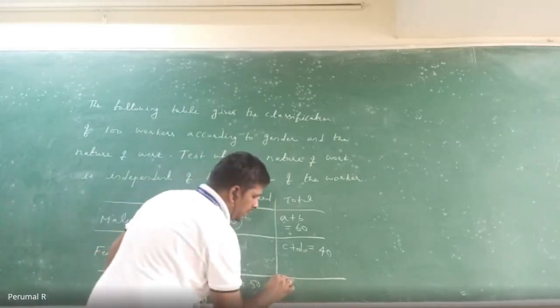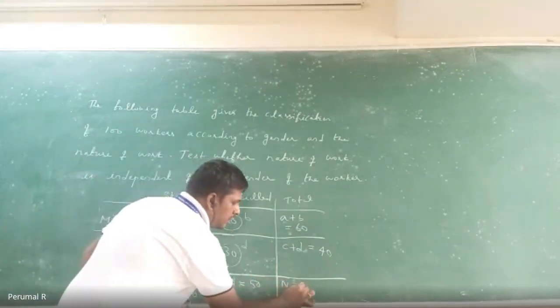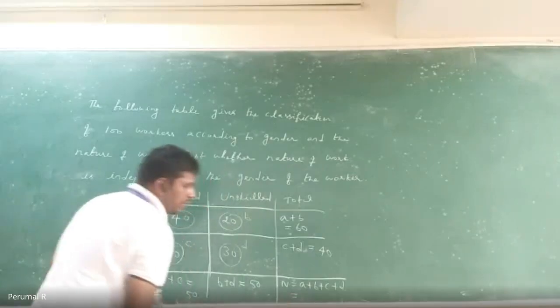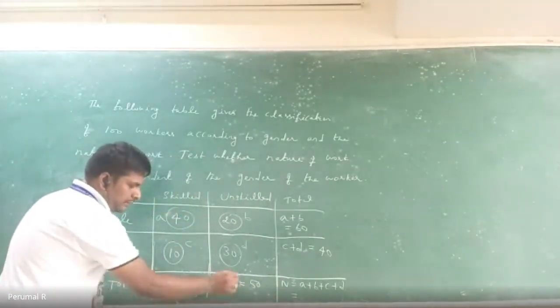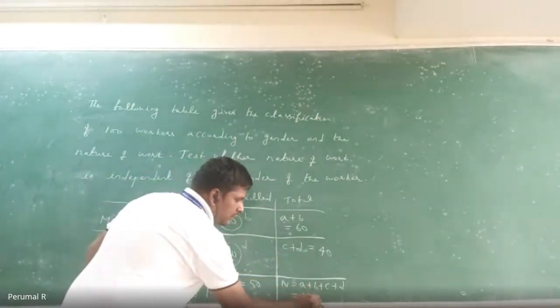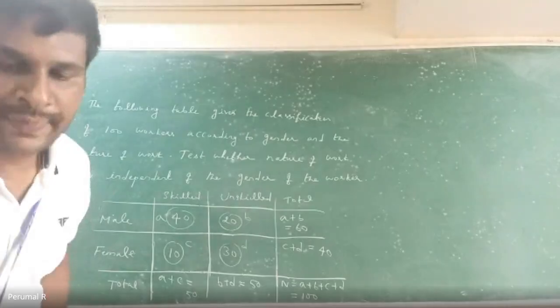Then the grand total, you can put either row wise or column wise. N equals A plus B plus C plus D. So therefore 50 plus 50, that becomes 100. Whether you compute the total row wise or column wise, both are the same. So that becomes 100. Now your data is over.